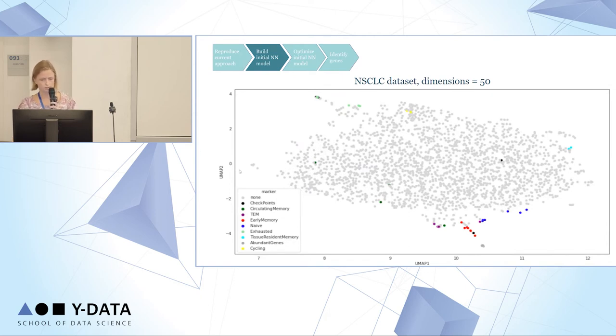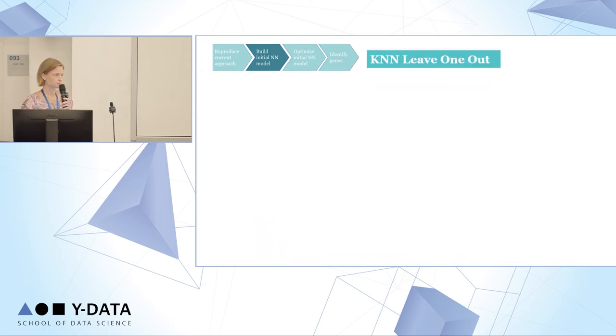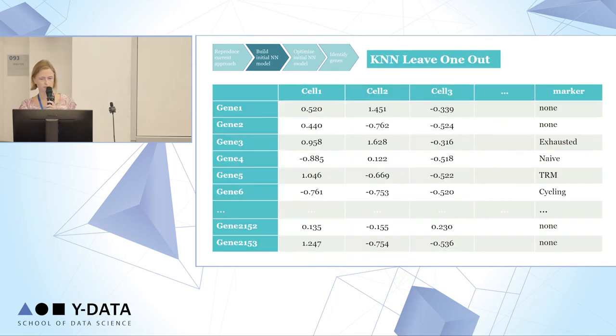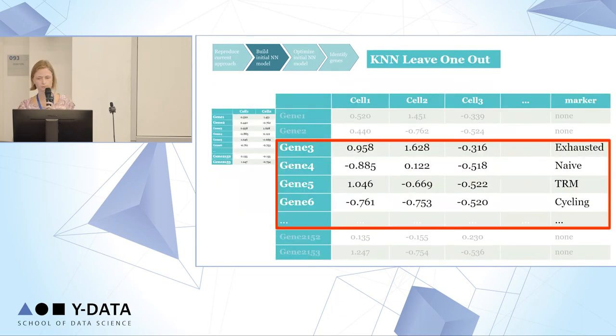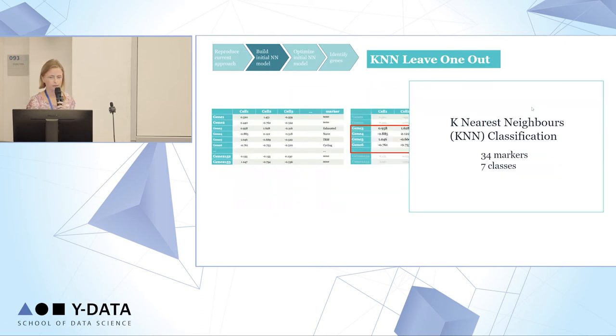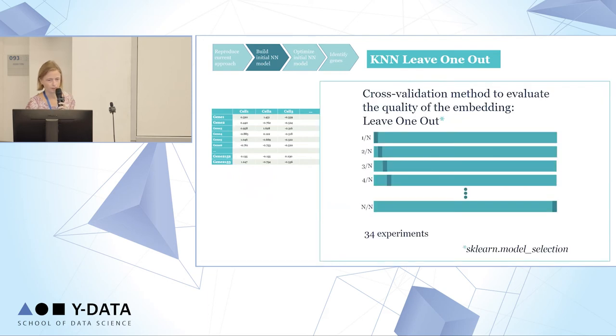You see that the gene markers are well organized, but it's difficult to say if this embedding is good or not. Will the classification be correct or not? And this is where our KNN leave-one-out comes into play. We take the embedding, and we choose only genes that have a label that is not none. These are our markers. We run a k-nearest neighbors classification task on it, expecting that it would classify these genes into 7 classes. And then we cross-validate this result using the sklearn leave-one-out method.